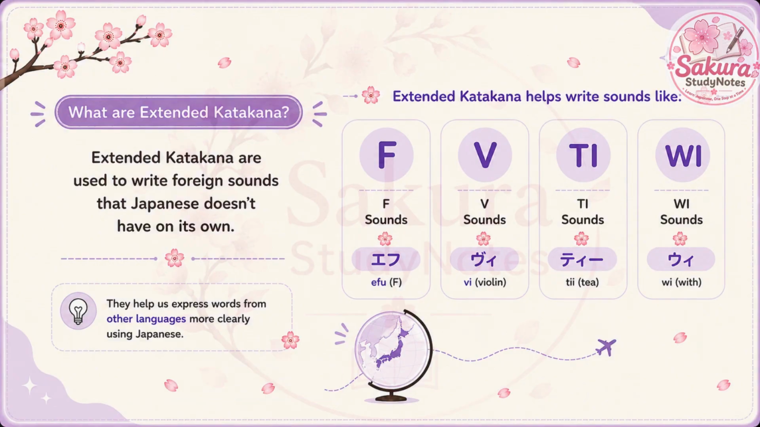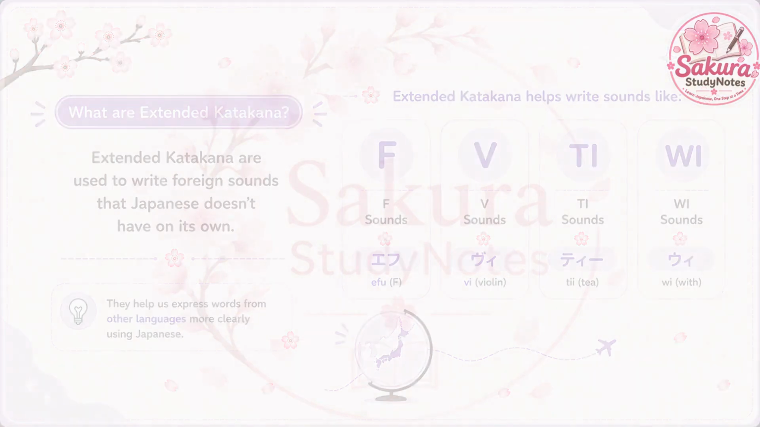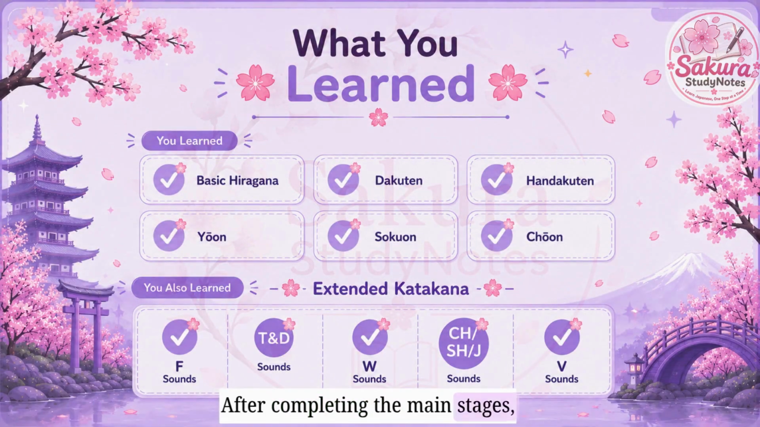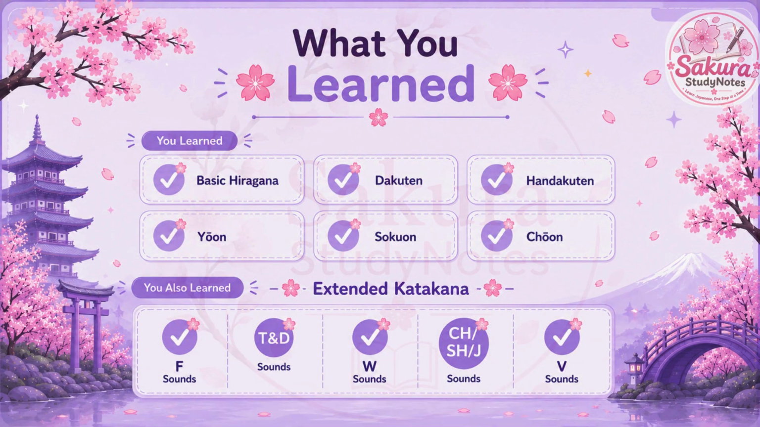extended katakana. Extended katakana helps us express words from other languages more clearly using Japanese. F sounds. ファ、フィ、フ、フェ、フォ。 W sounds. ウィ、ウェ、ウォ。 V sounds. バ、ビ、ブ、ベ、ボ。 T and D sounds. ティ、トゥ、ディ、ドゥ。 CH, SH, J sounds. チェ、シェ、ジェ。 After completing the main stages, here's a look at everything we learned.